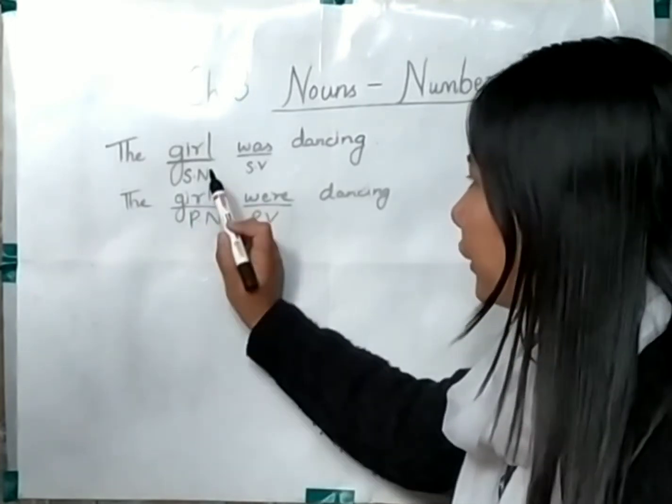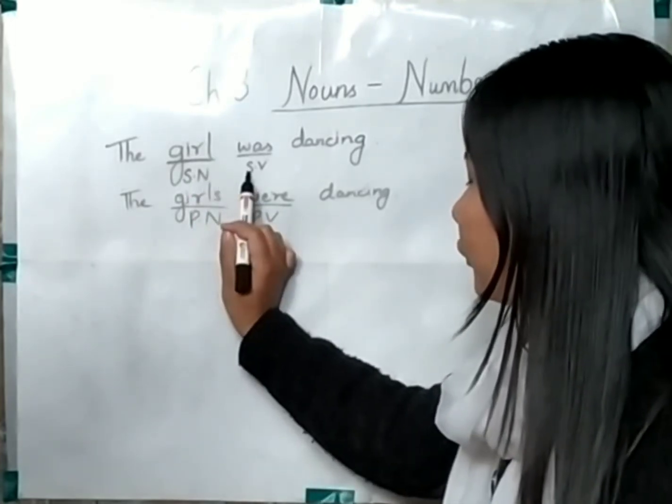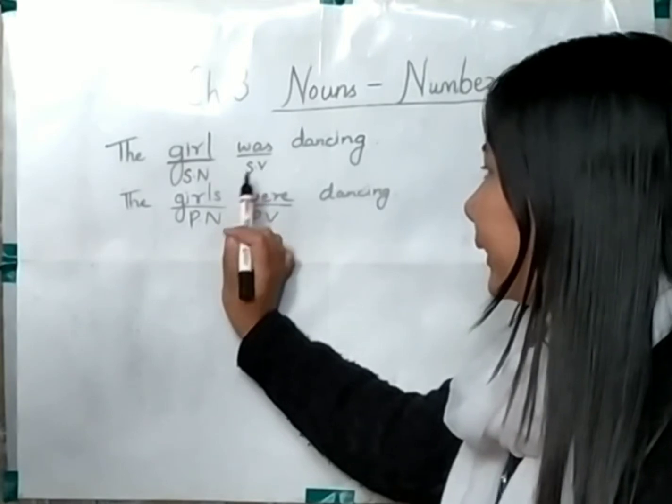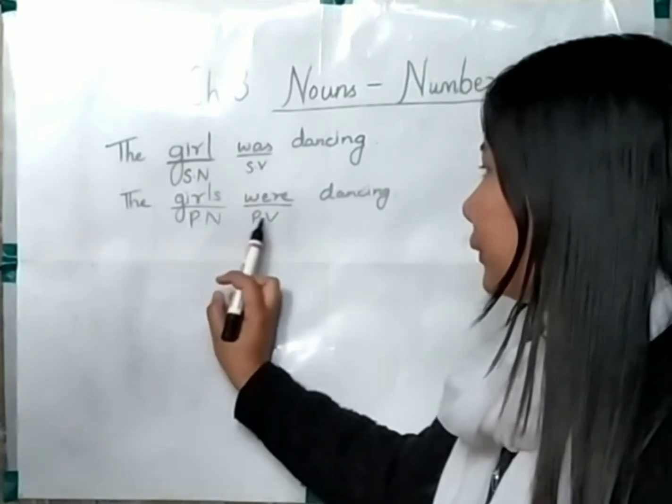So we need to keep in mind that a singular noun will take a singular verb behind it, and a plural noun will take a plural verb that is after it. The words following the noun also change in number. So this is something you need to keep in mind. I hope you have understood what I say.